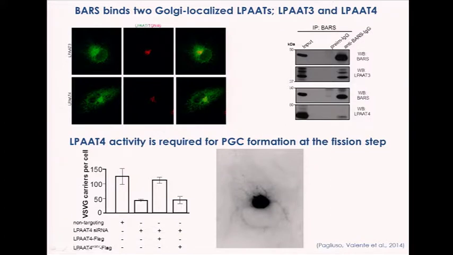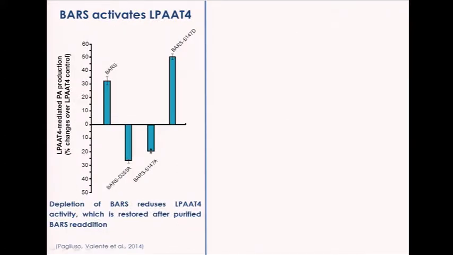Again, can I have the movie here? Okay. You see here, again, that if LPAT4 is knocked down, you have the formation of these long tubules, so fission is not working. And you can see it here also by measuring the carriers that are formed. So knocking down of LPAT4 decreases the number of carriers, and this can be rescued by overexpressing LPAT again in the cell. So LPAT is needed in this formation of carriers, but more important maybe is the fact that LPAT, as I said, interacts directly with BARS, and BARS stimulates the activity of this enzyme. And indeed, if BARS is knocked down itself, the activity is decreased. So the protein and the enzyme are closely bound in their activity.